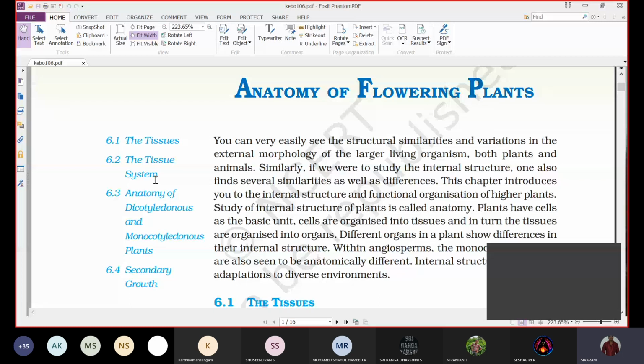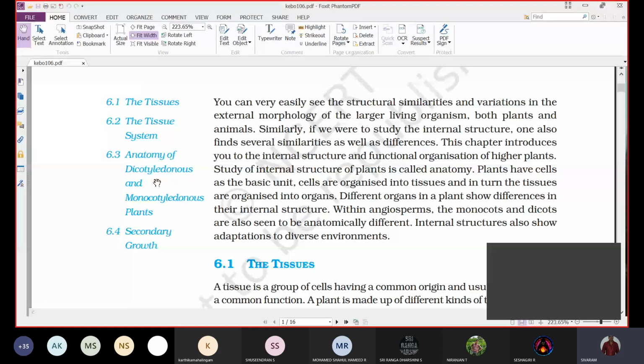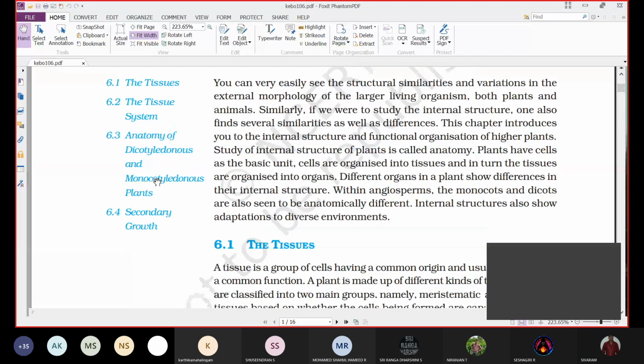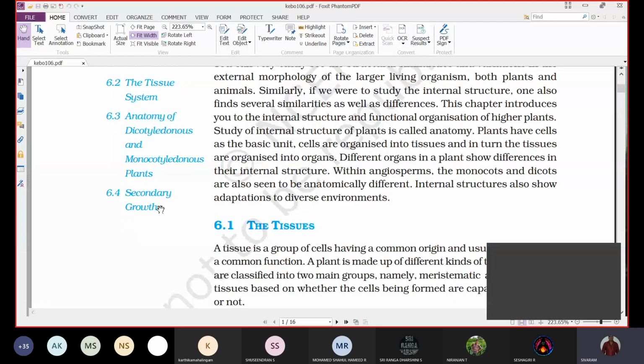And next we'll go with the anatomy of dicotyledonous plants and the anatomy of monocotyledonous plants. That means we'll compare the anatomical features of a dicotyledonous plant with that of a monocotyledonous plant. And finally, the secondary growth. Up to here we'll discuss the primary growth, and the last one is secondary growth.